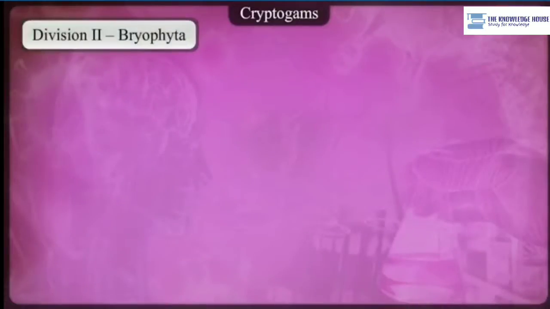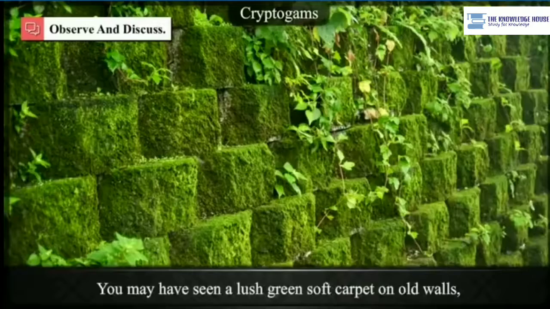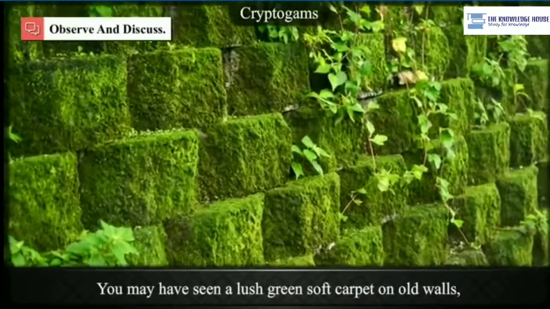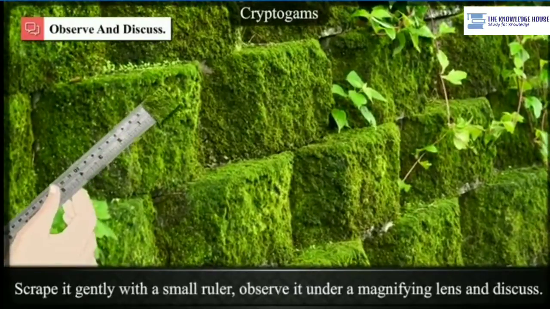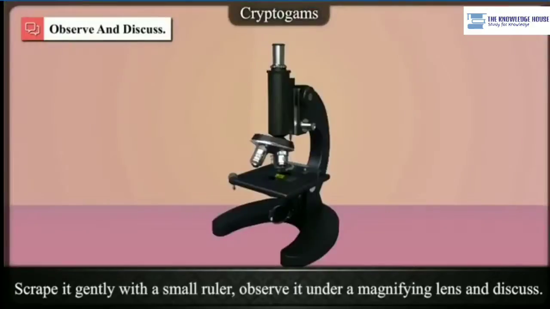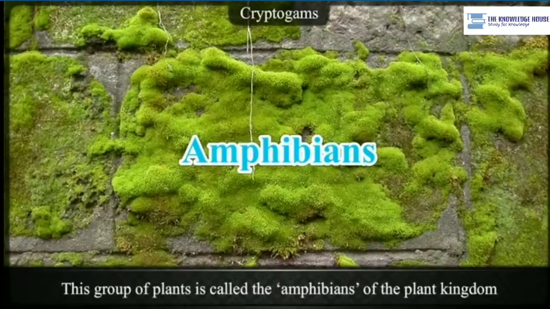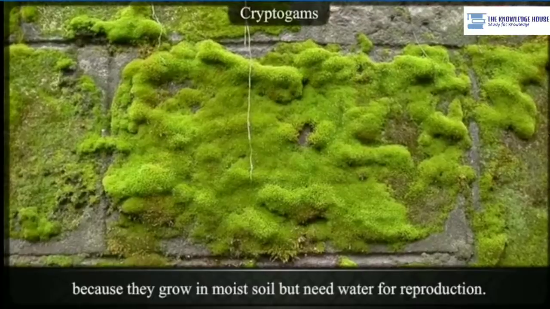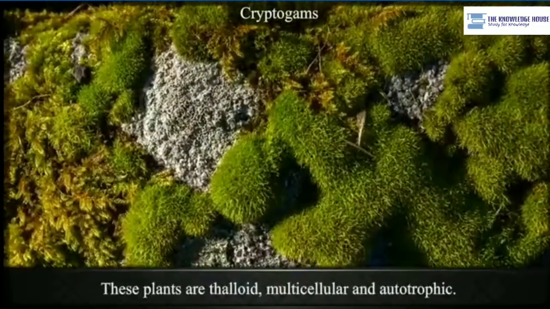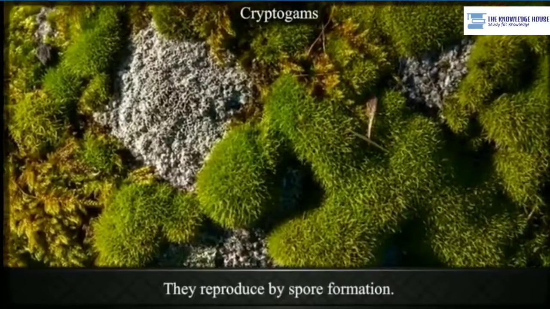Division 2. Bryophyta. Observe and discuss. You may have seen a lush green soft carpet on old walls, bricks and rocks in the rainy season. Scrape it gently with a small ruler, observe it under a magnifying glass and discuss. This group of plants is called the amphibians of the plant kingdom because they grow in moist soil but need water for reproduction. These plants are thalloid, multicellular and autotrophic. They reproduce by spore formation.